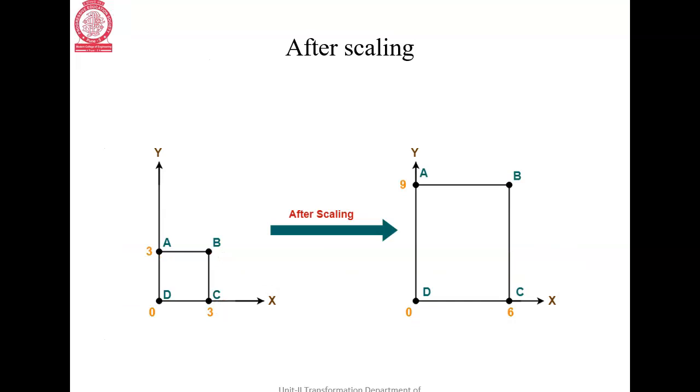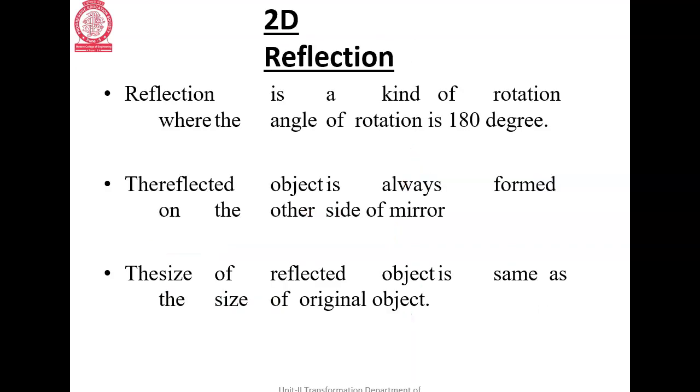So if this is what the earlier square used to look like, after scaling, the size has increased. Why has the size increased? Because the Sx and Sy values are positive values greater than one. So that's why after scaling, the size of the object is increased.